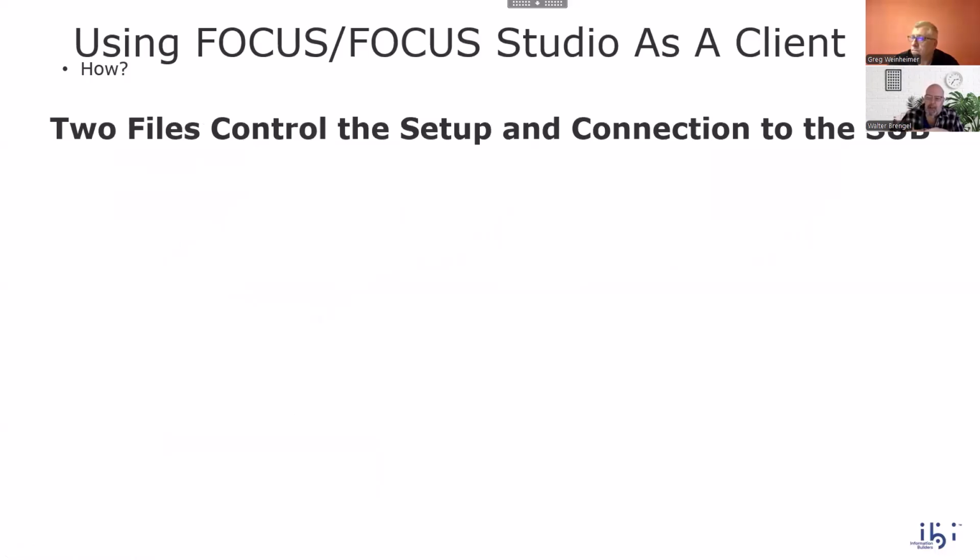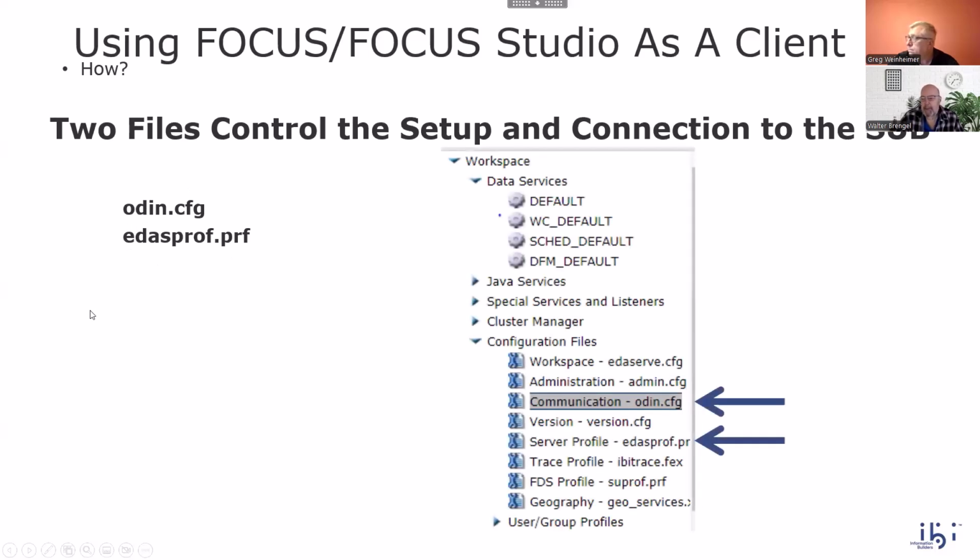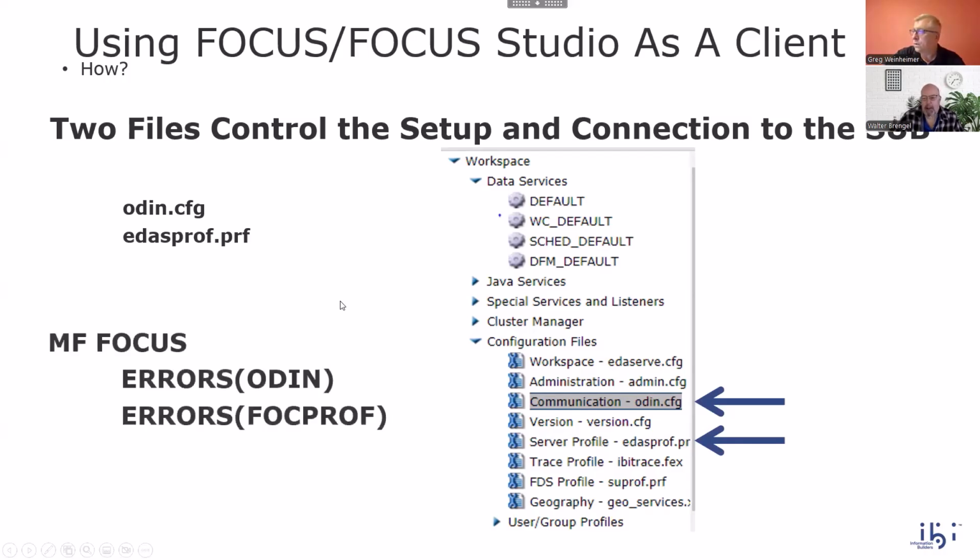We have two files that control the setup and connection to the remote server. So in order to get to the remote server, those two files are the odin.cfg and the edit-sprof.prf. Now, these are reporting server file names, not necessarily Focus file names. And you can see them if you look at your workspace on a server. Now, why am I showing this? Since I'm talking about Focus Studio, you have access to this tree in Focus Studio. You also should look at this tree when you're trying to get the information that you need to configure it in Focus and Focus Studio on the server.